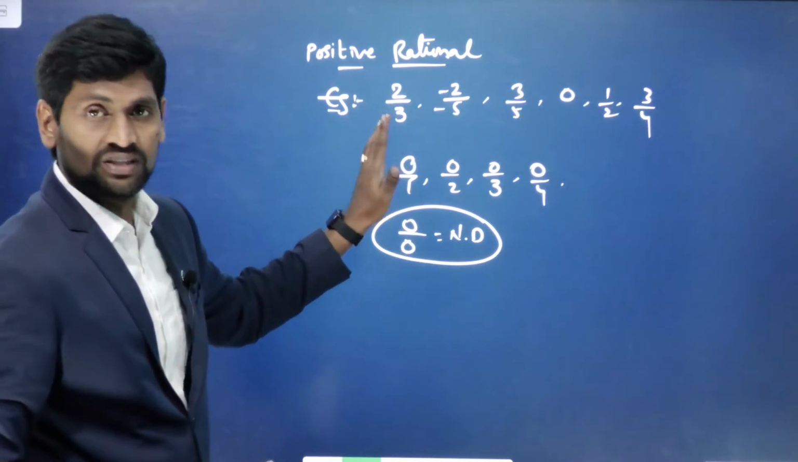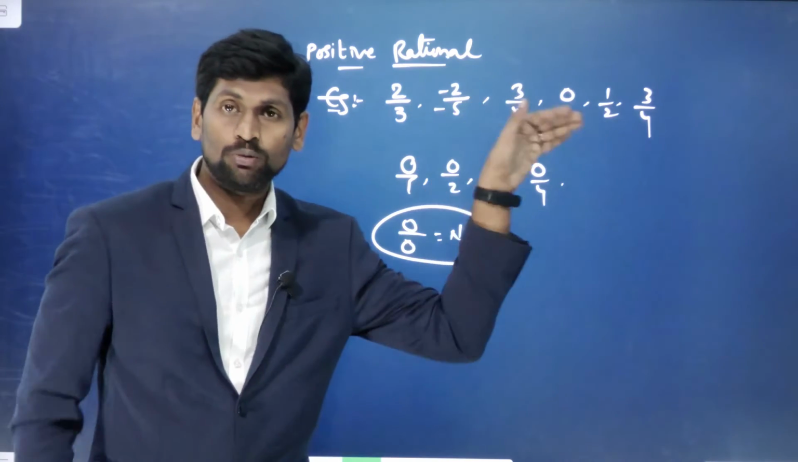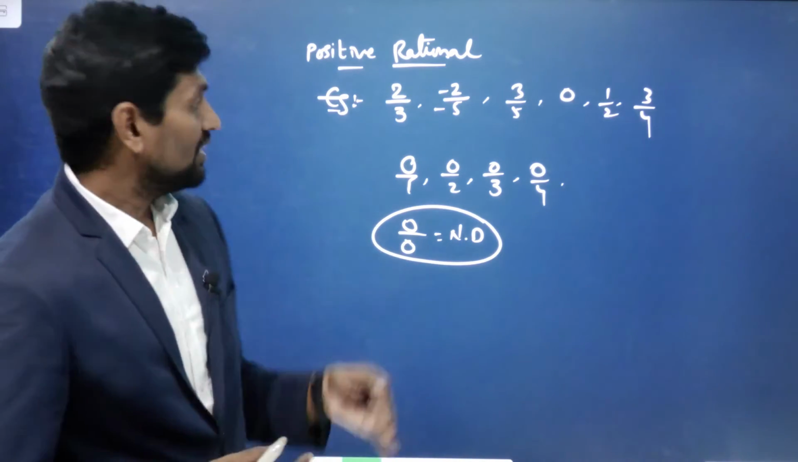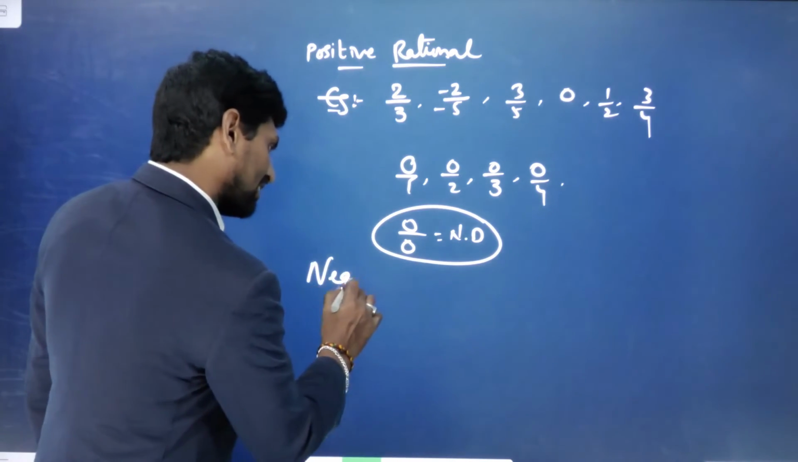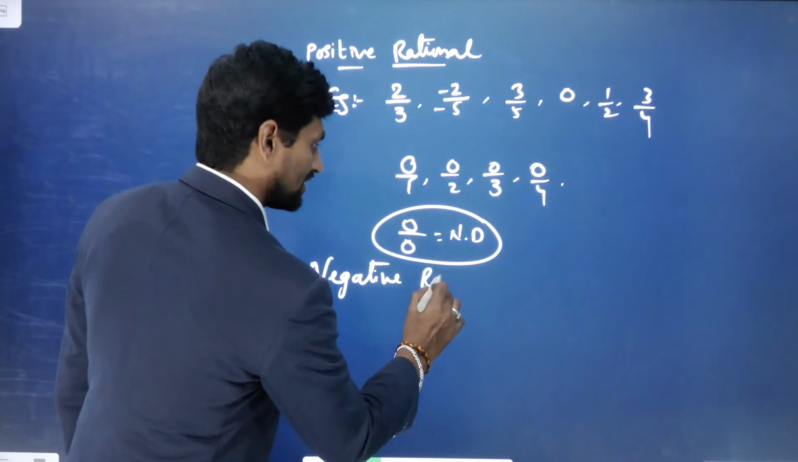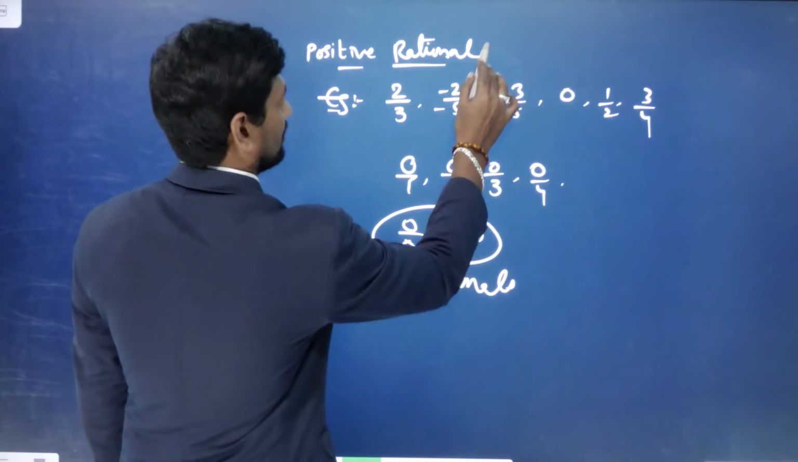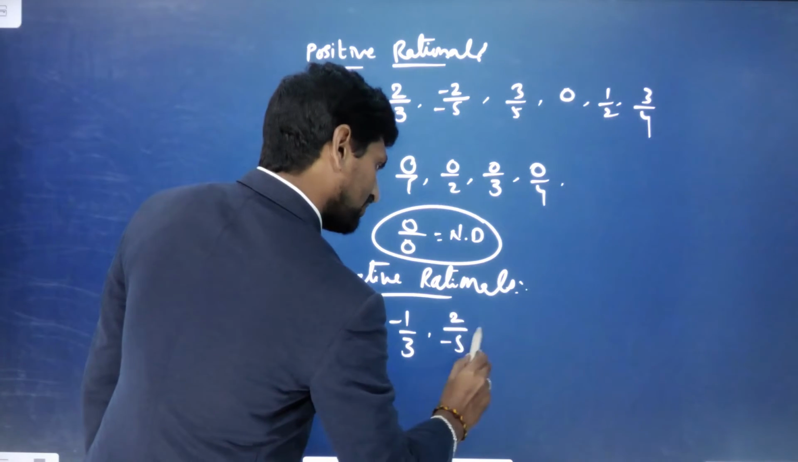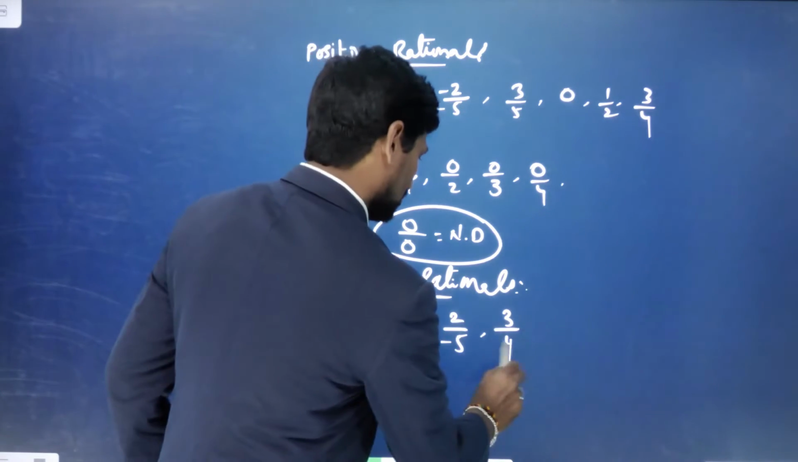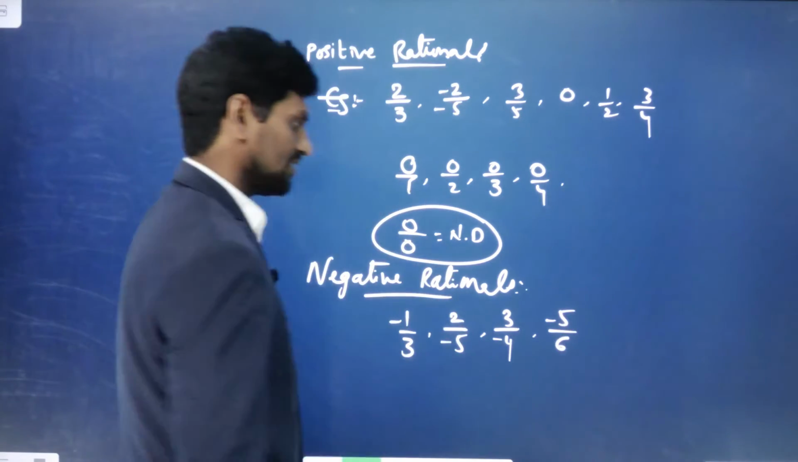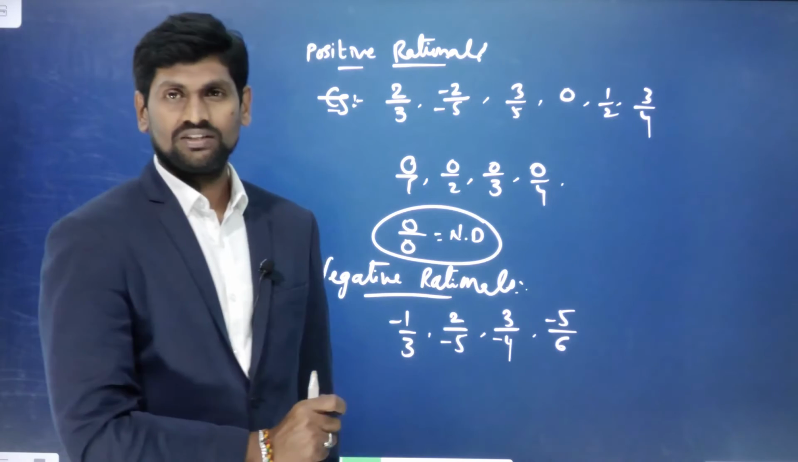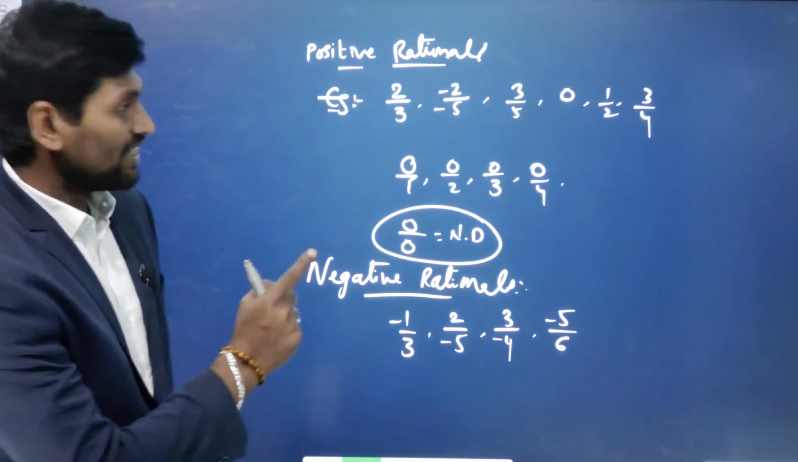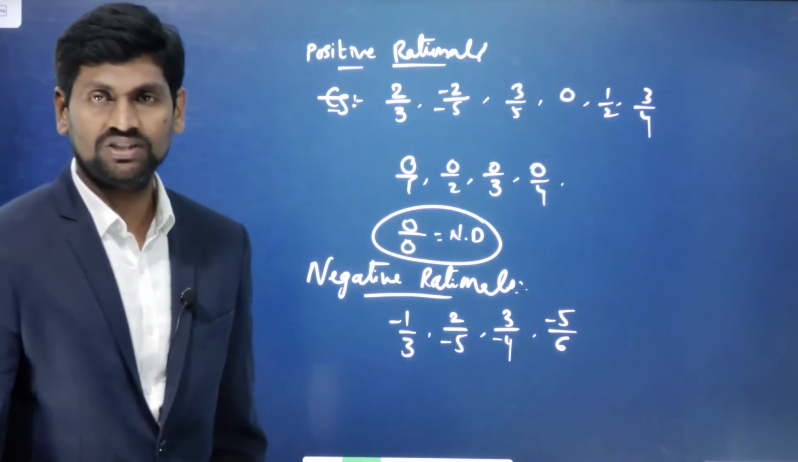Right. So positive rational numbers means both the terms P and Q, nothing but numerator and denominator, having the same sign. They are called positive rational numbers. Numerator and denominator having different sign, we can call negative rationals. These are positive rational, negative rationals. Minus 1 by 3, 2 by minus 5, 3 by 4, minus 5 by 6. These are all negative rational numbers only, because numerator and denominator, both of them having different sign, opposite sign. Same sign means positive rational numbers, different sign means negative rational numbers.